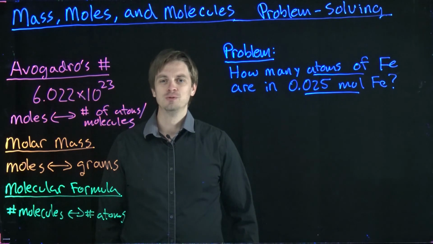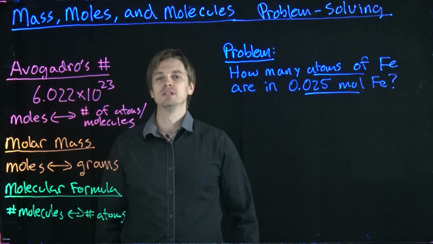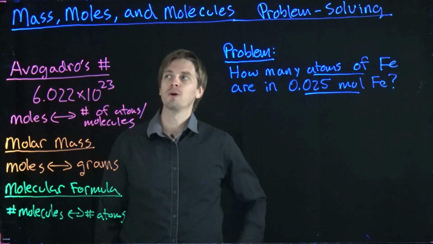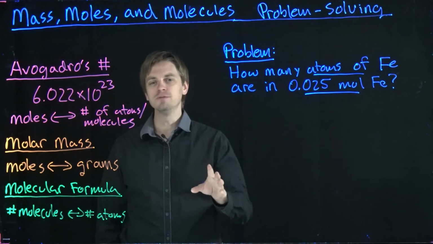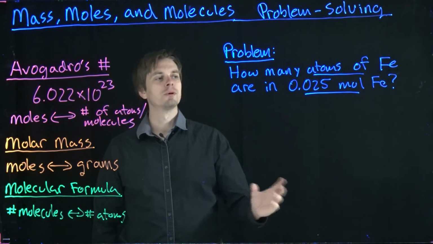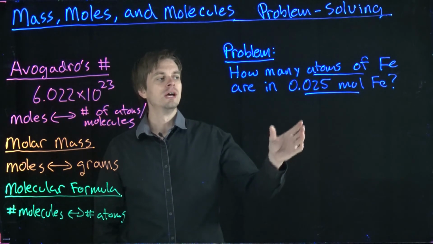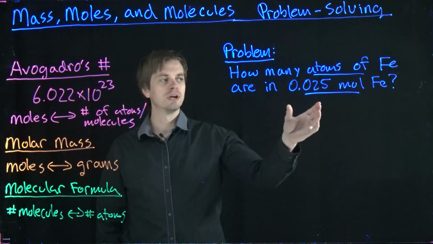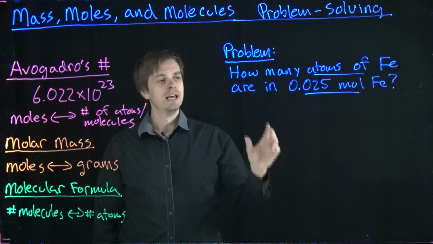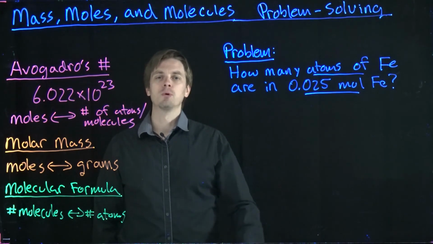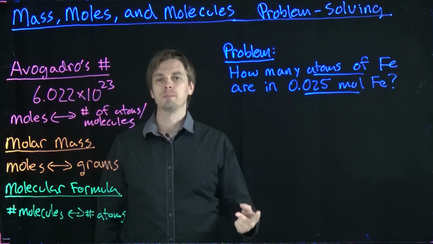Welcome back, guys, to video 2 in our mini-series on problem-solving strategies for problems involving mass, moles, and molecules conversions. In this video, we are going to examine a problem that requires us to convert between moles of a substance and the number of individual atoms in that substance. Okay? Now, for all of these problems, I'm going to encourage you guys to take a two-step approach.